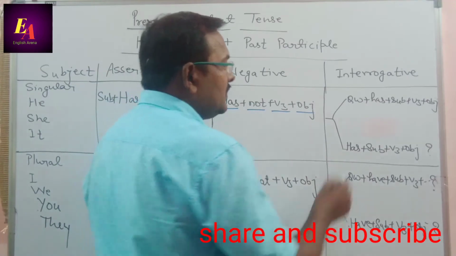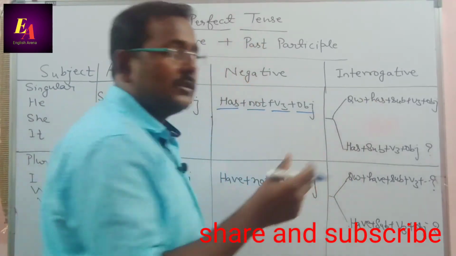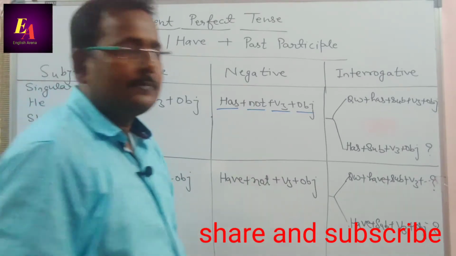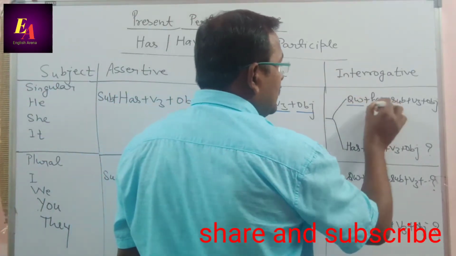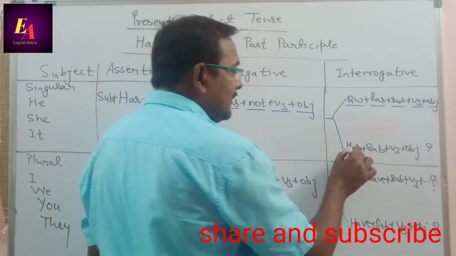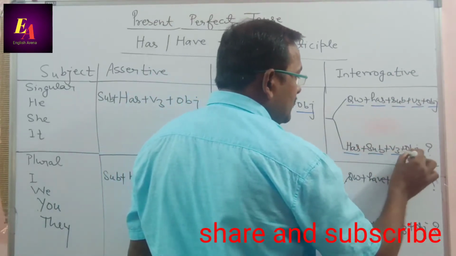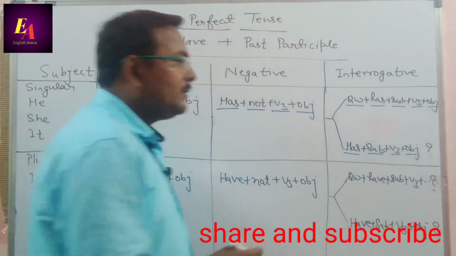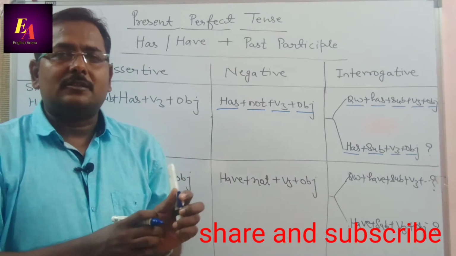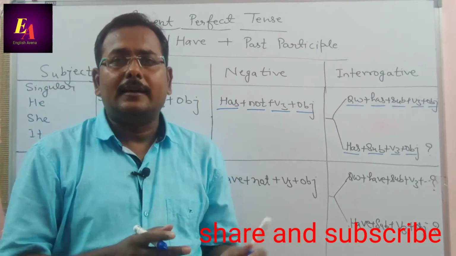And in interrogative sentences, look, there are two structures of interrogative sentence. First with a question word and second with auxiliary verbs. Let's see. Question word plus has plus subject plus V3 plus object question mark, and has plus subject plus V3 plus object question mark. It means we can use has with singular subject, it means he, she, and it.